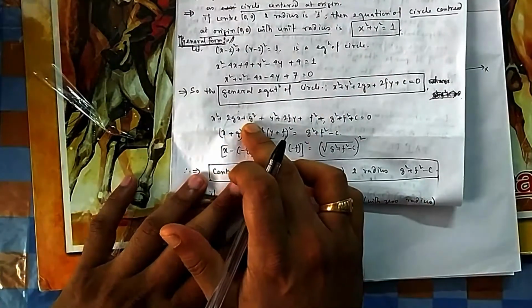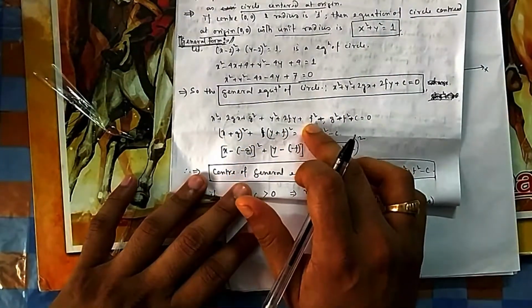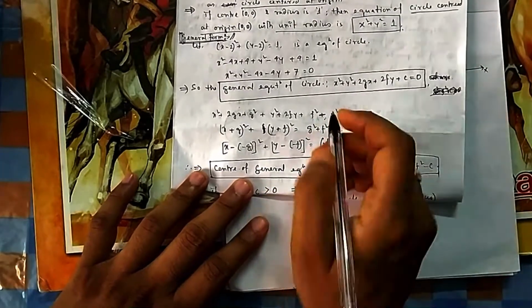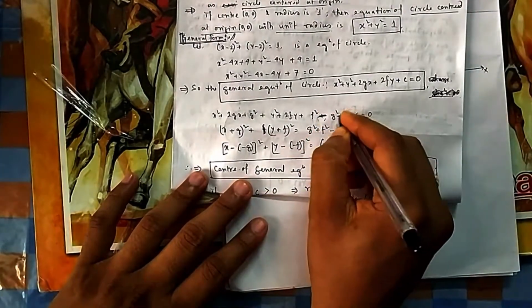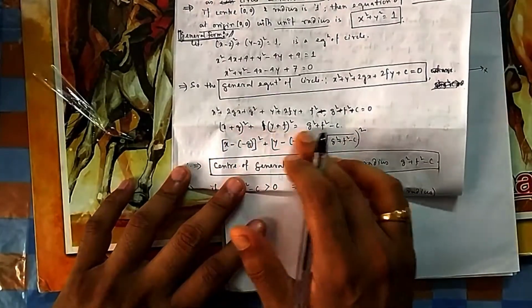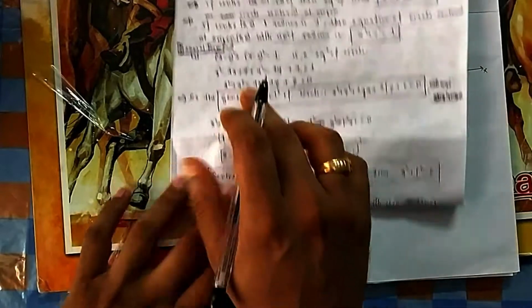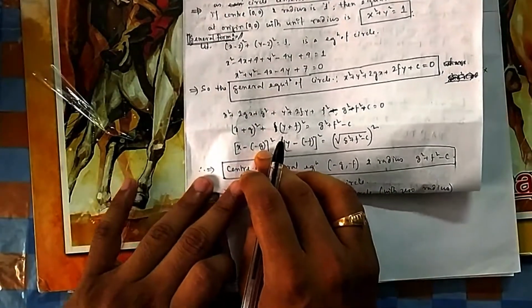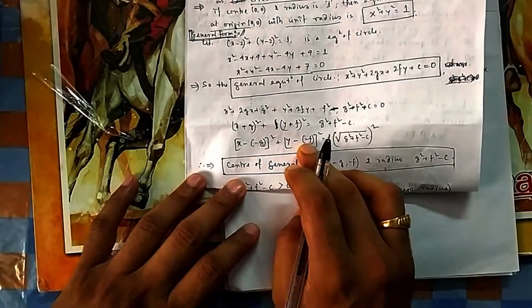For 2gx I am adding g², and for 2fy I am adding f². Since g² and f² are extra, I subtract them, so this is minus, not plus. If you do it, it is (x + g)² + (y + f)² = g² + f² - c. If you make it a standard format (x - h), you can write x minus minus g because it is plus, and y minus minus f.